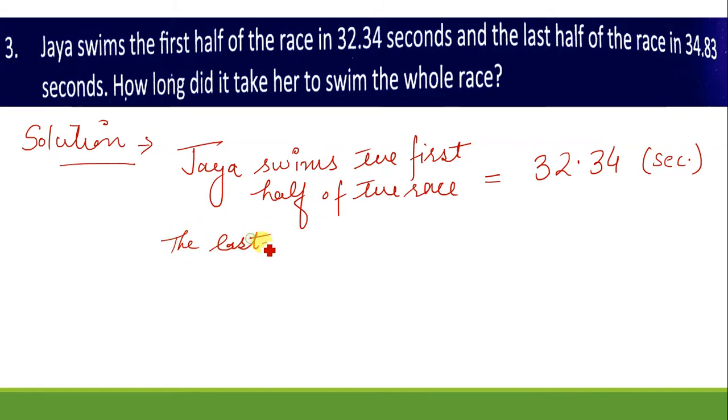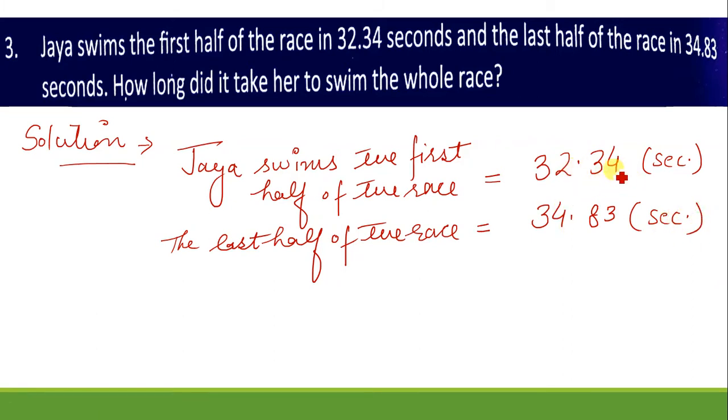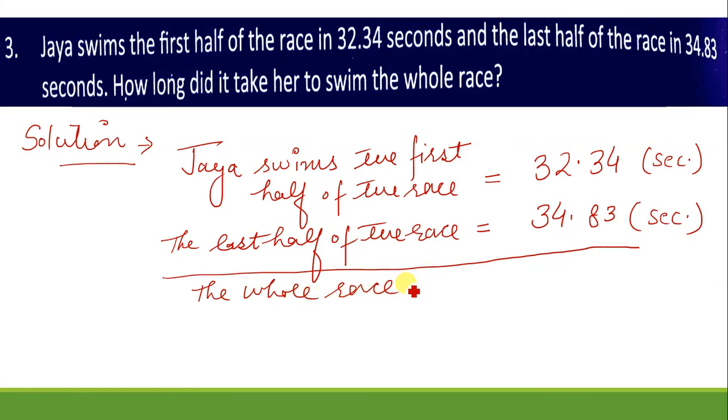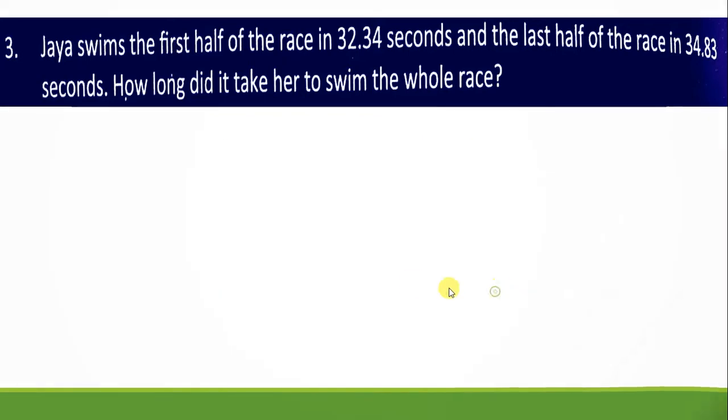The last half of the race in 34.83 seconds. Now here you can check, decimal places are equal, so no need to make any changes because already this is given equal. Now how long will it take her to swim the whole race? So the whole race she is going to complete, what you will do? You will add.